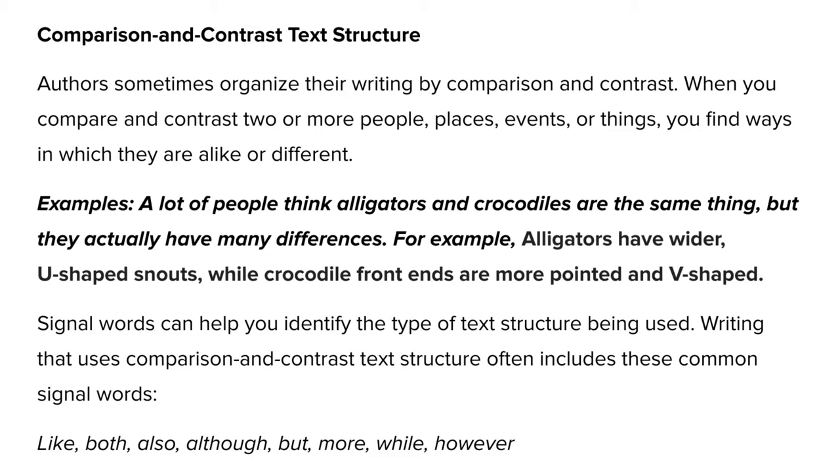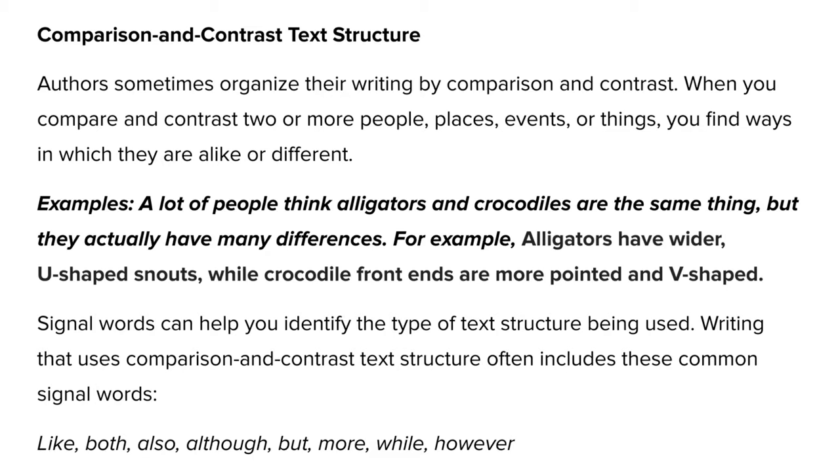Comparison and contrasting structures. So authors sometimes organize their writing in this way to compare or contrast two or more people, places, events, or things. And you find ways in which they are alike or different when you read text like this. Here's an example. A lot of people think alligators and crocodiles are the same thing, but they actually have many differences. For example, alligators have wider U-shaped snouts, while crocodile front ends are more pointed and V-shaped.